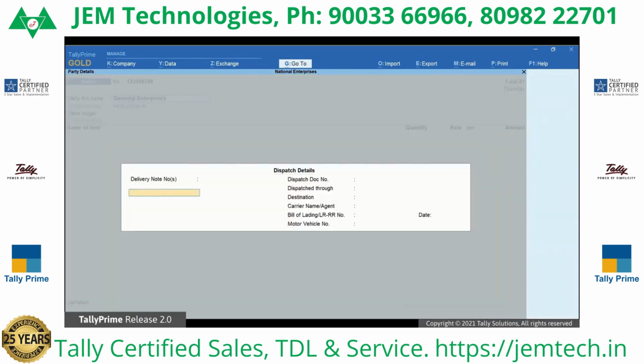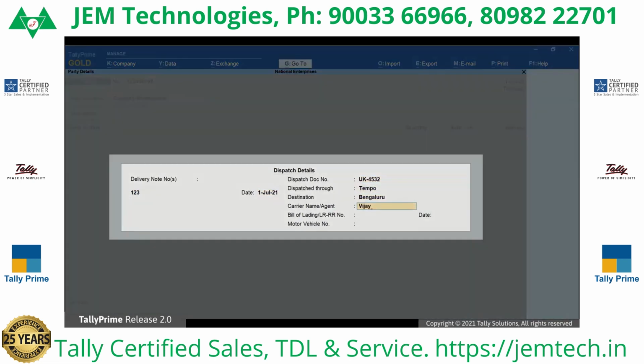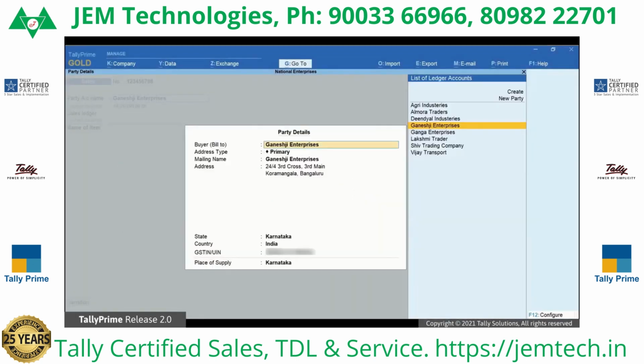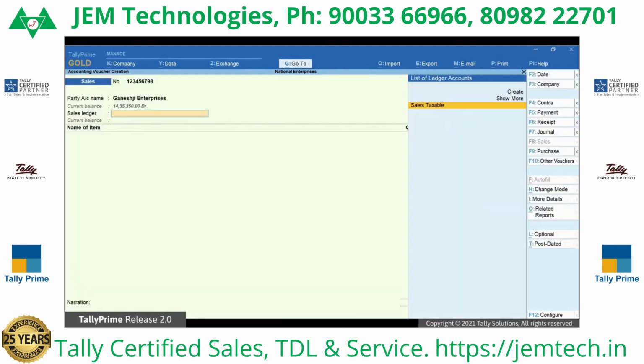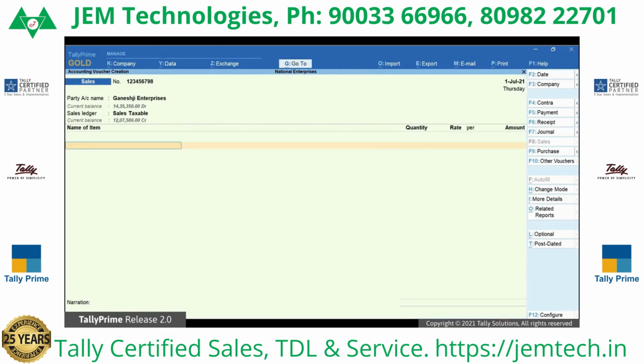The Dispatch Details screen opens. Enter the required details in the respective field as applicable. Press Enter and the Party Details screen appears. The details are pre-filled as per the information provided in the party ledger. Press Enter. Now select Sales Ledger and press Enter.